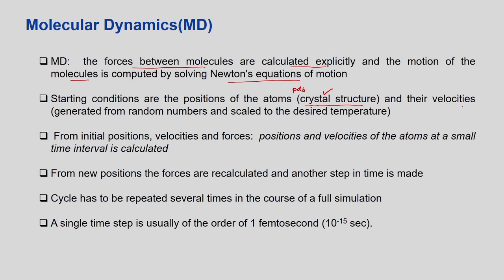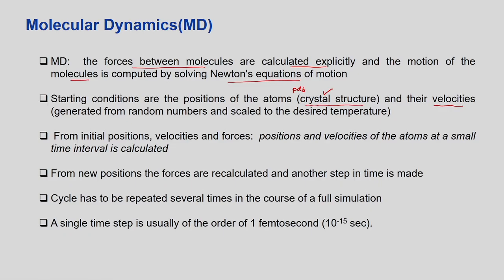And then the velocities. Initially, this set of atoms does not have any velocities. How do you start? You start with some random numbers. Let us say you give some Boltzmann distribution; start with, let us say, a Boltzmann distribution.